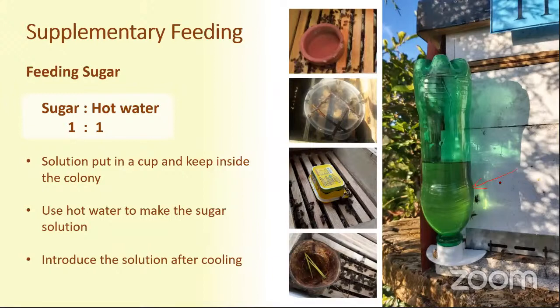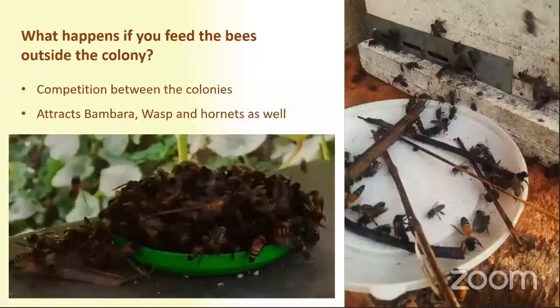Actually, most of the time, they don't leave anything remaining. They consume it all, right? So during the dearth period, you can see. Especially, you have to put some pieces of twigs in a coconut open shell or something like that, otherwise they will die due to drowning, right? You can keep the sugar syrup inside or outside, but it is not recommended to keep it outside, because of the competition and attraction of other species like Bambara or different wasp species. It's a kind of invitation for trouble if you keep this outside. Therefore, it's recommended to keep the sugar syrup within the hive.